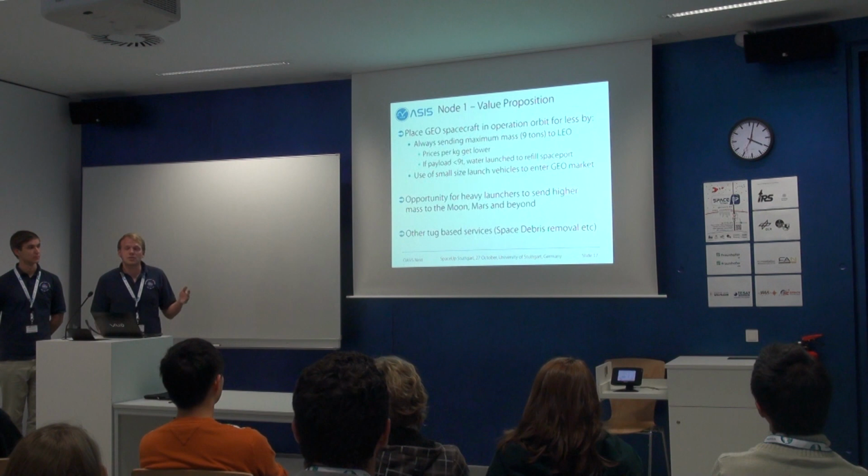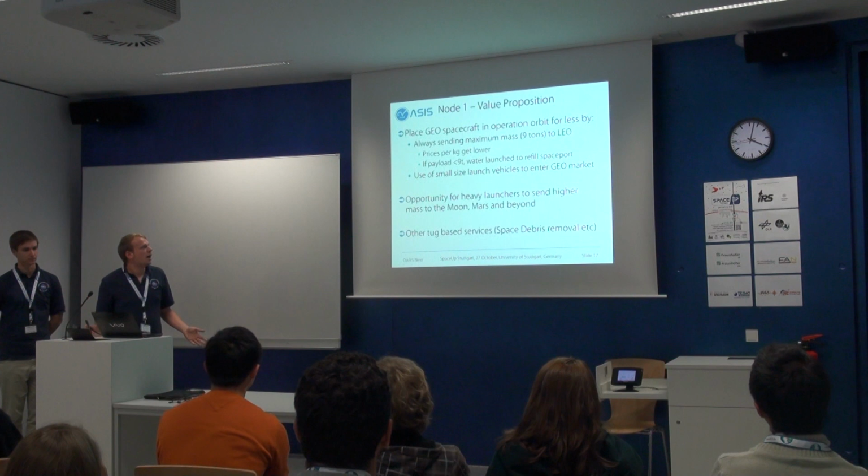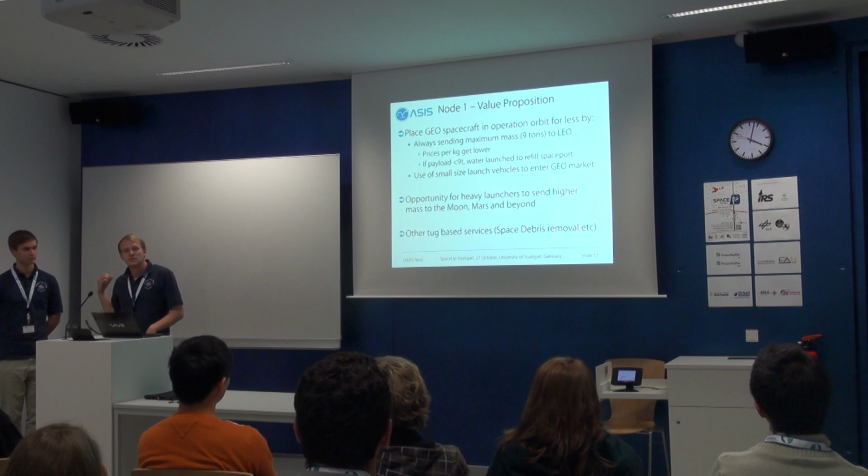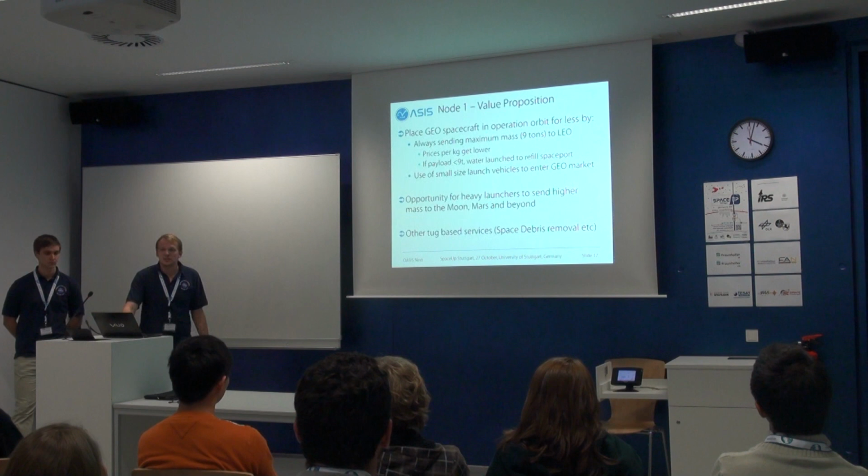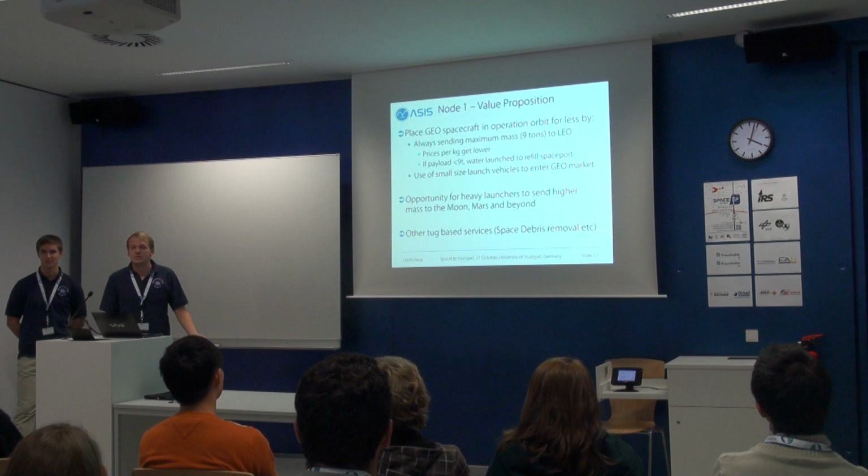If you have a 3-ton spacecraft and your available launcher is a 4.5-ton, that's 1.5 tons of wasted mass. So you potentially add water to this that will be collected by the tug servicer and then used for fuel on a future mission. That allows full utilization of the launcher capability. There's also the opportunity to provide refueling for exploration missions, and also things like active debris removal that may be required in the future. That's another market for our tug servicer.